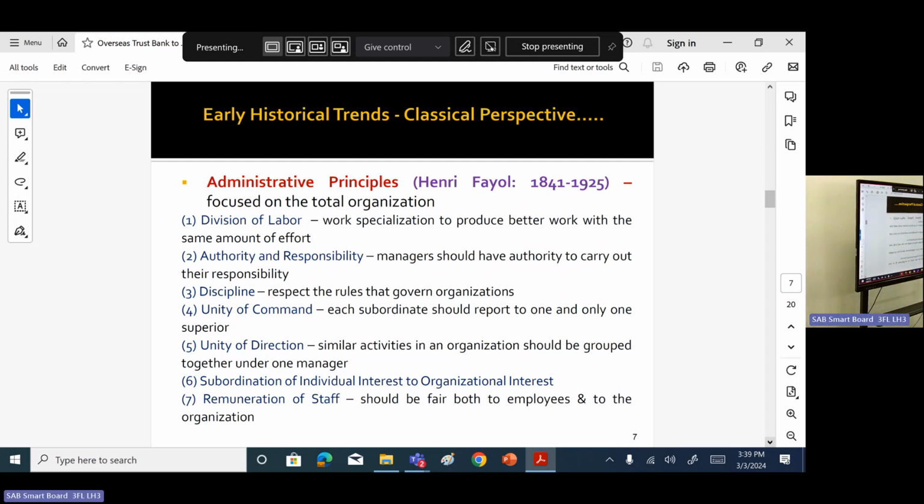Fayol was a French industrialist. Right. He introduced a lot of things. Actually, these 14 principles cover most aspects of management. Therefore, Fayol is considered the father of management, father of overall management.